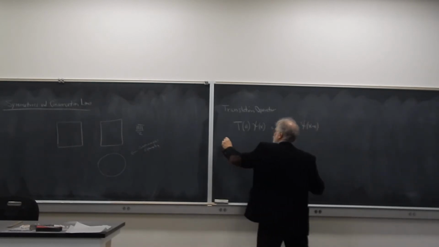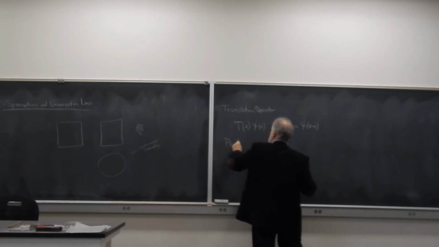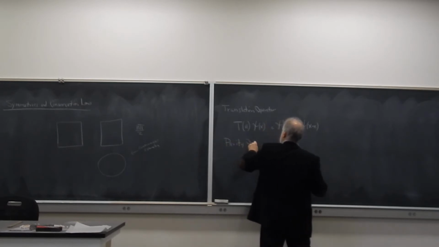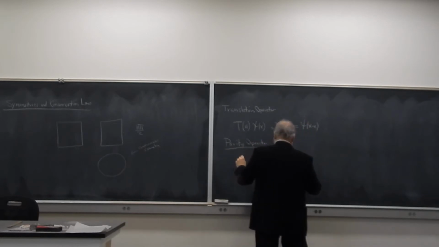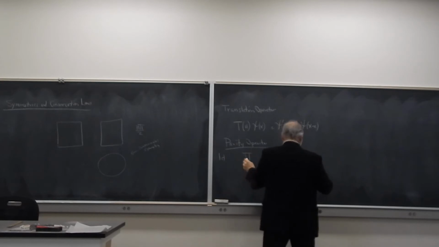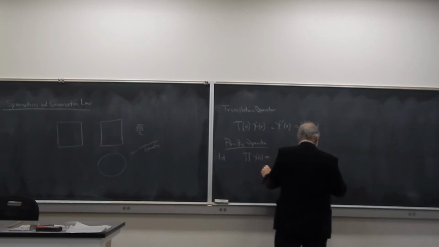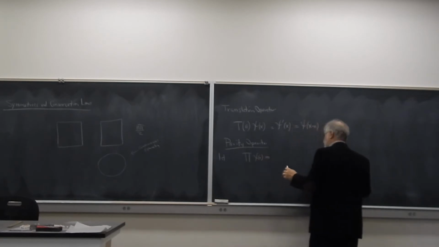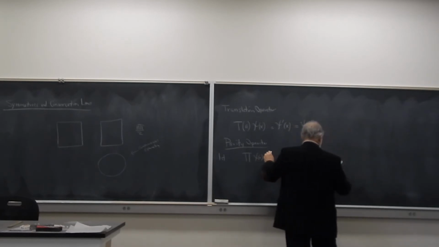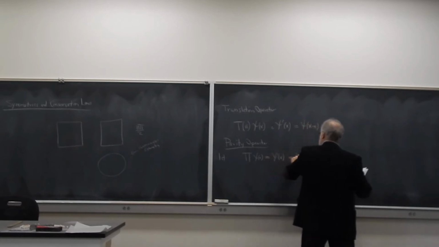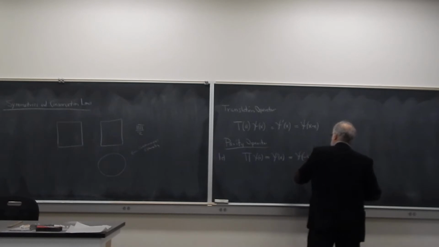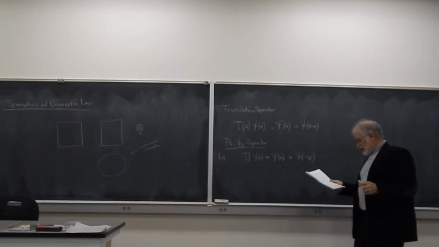We're going to talk about the parity operator. The parity operator in one dimension, so let's do it for one dimension first. We use capital pi for that. If I apply it to psi of x, it will reflect the function about the origin. So that will result in a psi prime of x, which looks like just psi of minus x. That's the parity operator in one dimension.